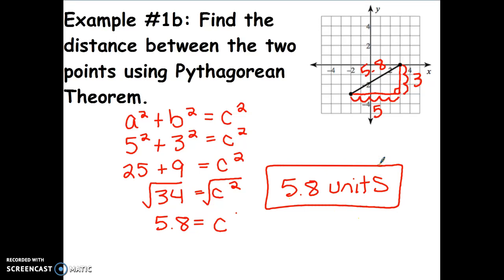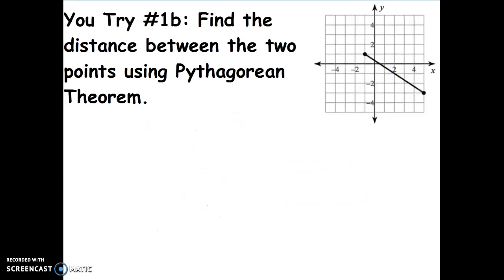Okay, awesome. So hopefully you guys are ready to try one on your own. You try number 1B. It's the same type of problem. Find the distance between the 2 points using Pythagorean's theorem. Go ahead and pause the video and try this problem out on your own. Do not press play until everyone has worked the problem by themselves.